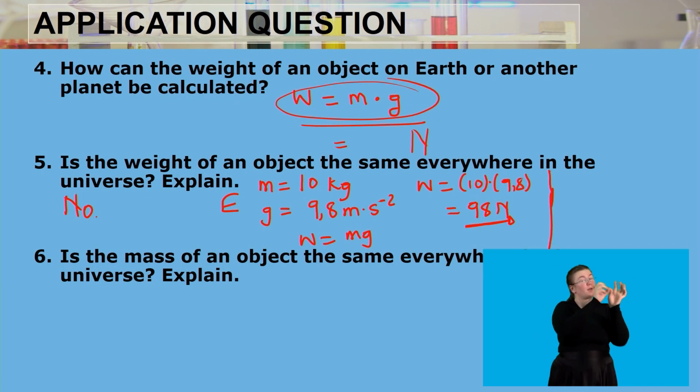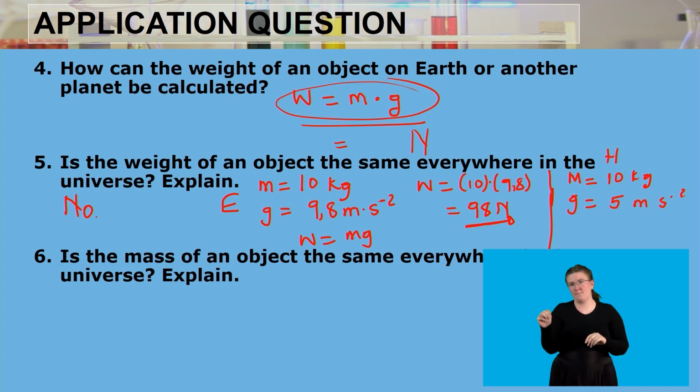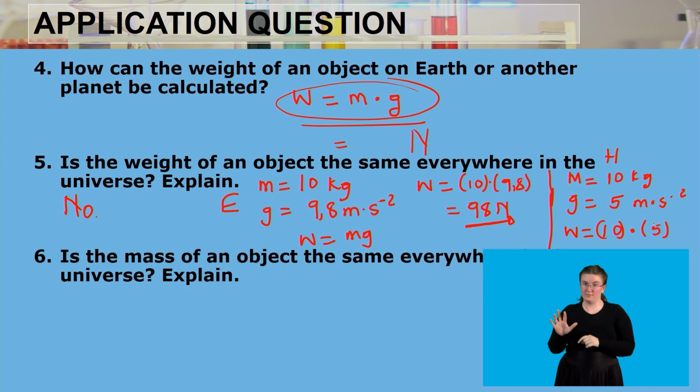Now, assuming that planet has a gravitational acceleration of 5. The mass of the object on that hypothetical planet is still 10 kilograms, but the gravitational acceleration is now 5 meters per second squared. So the weight of this object will be 10 for the mass, remember we're using this equation, multiplied by the 5 for the gravitational acceleration.